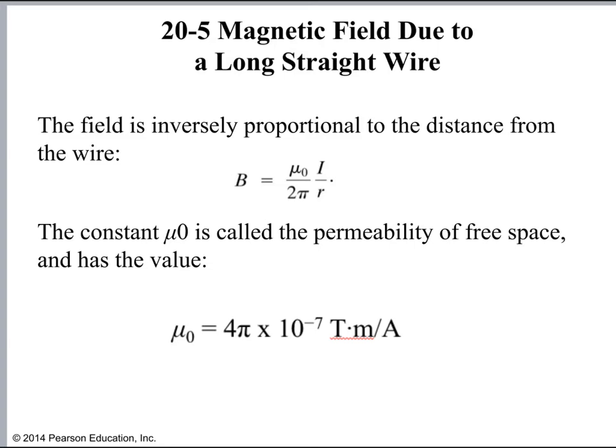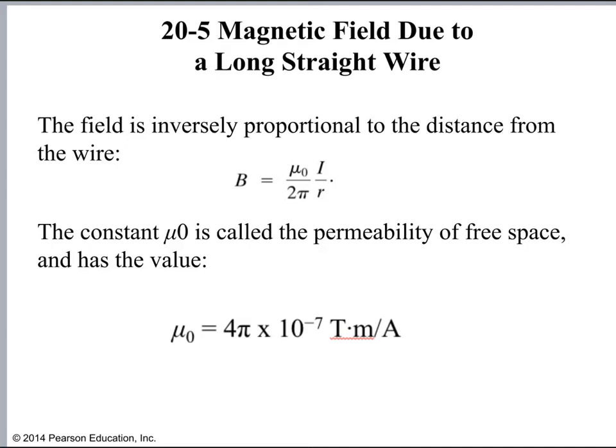Okay, we've looked at tackling the direction of the magnetic field around a straight current-carrying wire. What about its magnitude? The magnitude is given by this formula, B is equal to mu naught I over 2 pi r, where mu naught is called the permeability of free space.